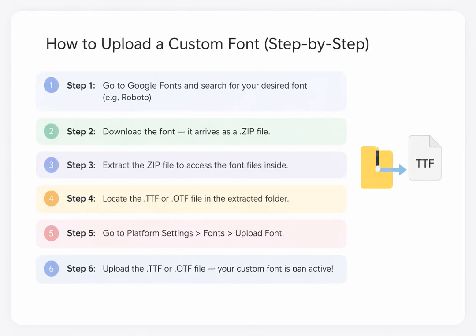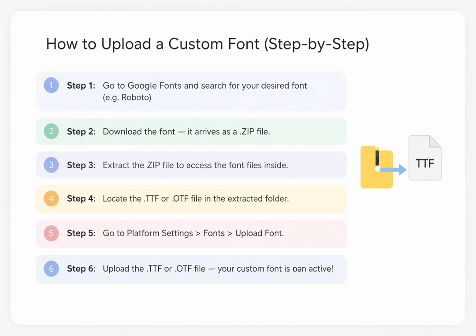Let's break down the custom font upload process clearly, because the instructor goes through it in detail. First, head over to Google Fonts and search for the font you want, for example, Roboto. Download it, and it will come as a zip file. Extract that zip file, and inside you'll find the actual font files. Look for the ones with a .ttf or .otf extension.